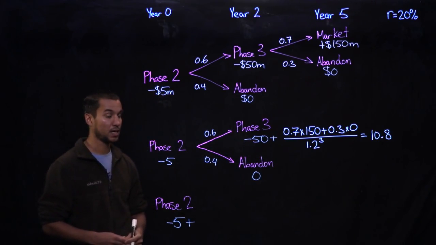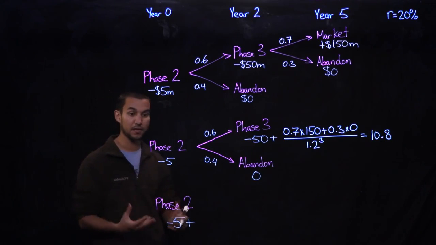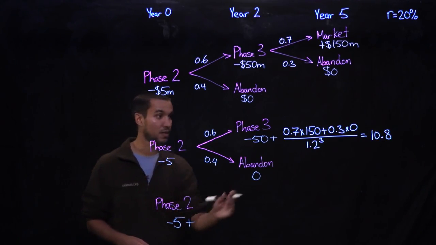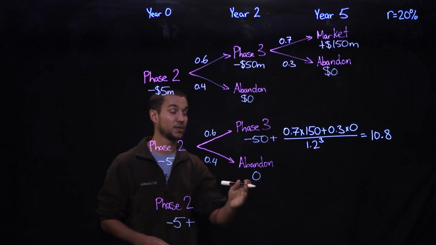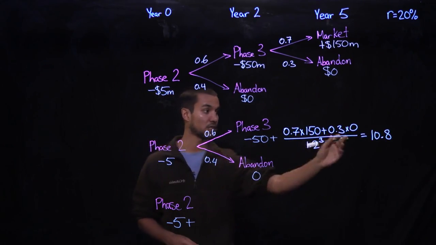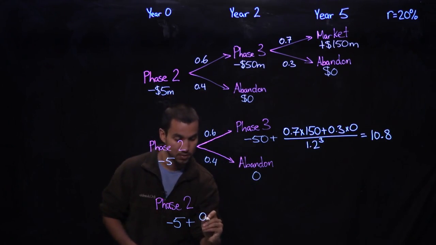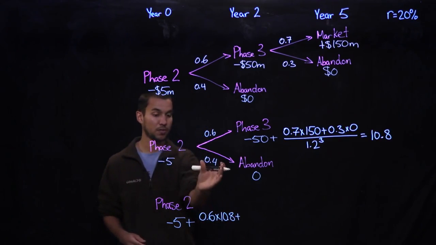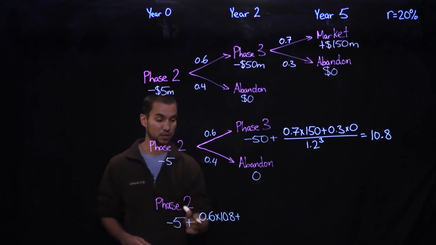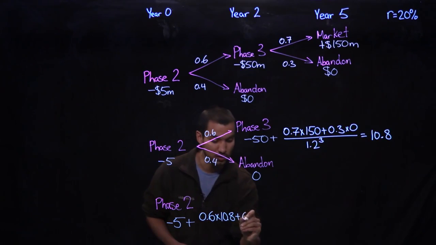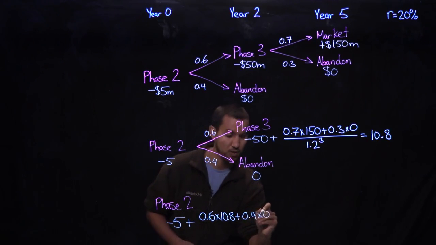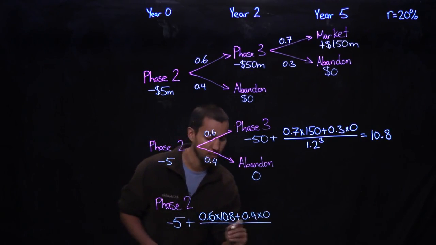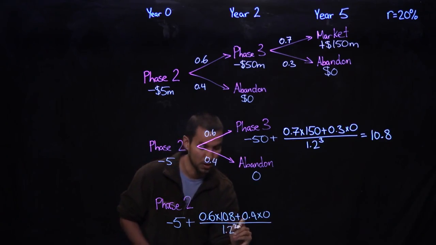And so we see that in this case, the expected NPV of going ahead with the phase 2 clinical trial is going to be equal to minus 5 plus, we calculate the expected cash flow in year 2, so it's going to be 0.6 times 10.8, plus, with 40% probability, this phase 2 clinical trial is unsuccessful, so we get 0.4 times 0. And then we have to discount these expected cash flows 2 years, so divided by 1.2 squared.